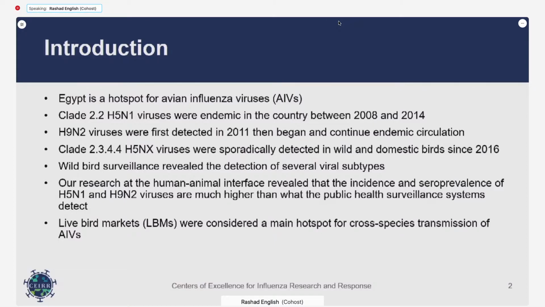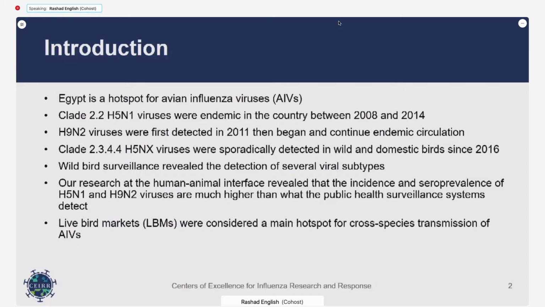So that continued to be the situation, co-circulation and co-infection between clade 2.2 H5N1s and H9N2s, all the way up to 2016, when we started seeing H5N8, clade 2.3.4.4 viruses coming in. We detected them in the wild birds, and eventually they also spread to the poultry, causing outbreaks. But so far, we haven't had them establishing themselves as enzootic yet.